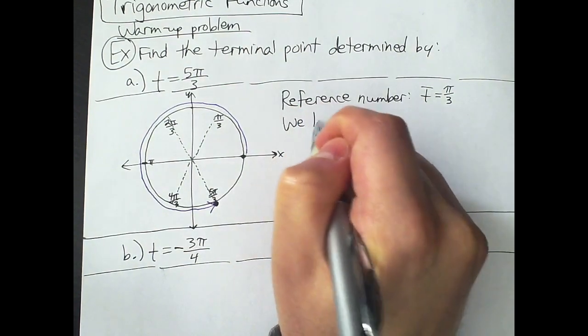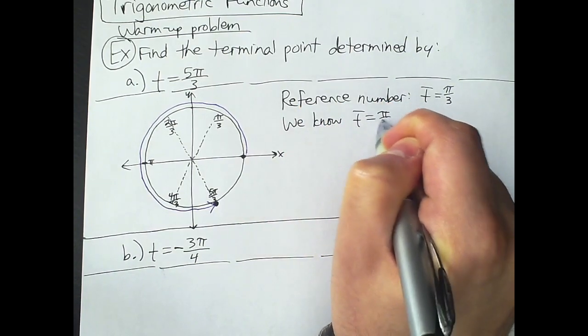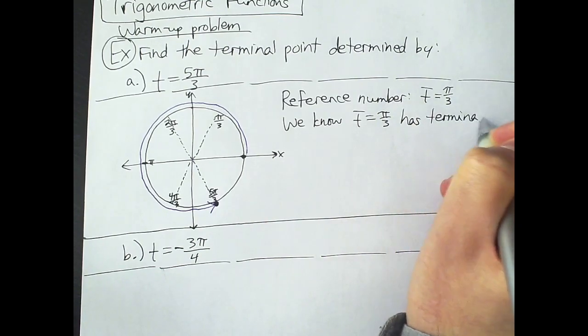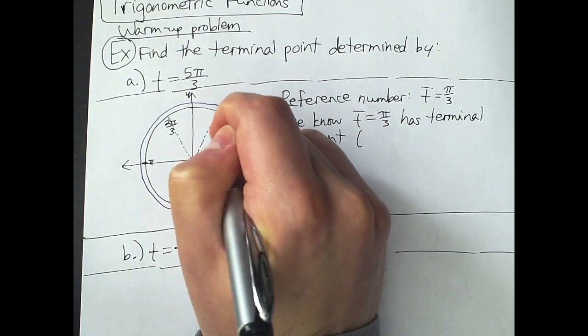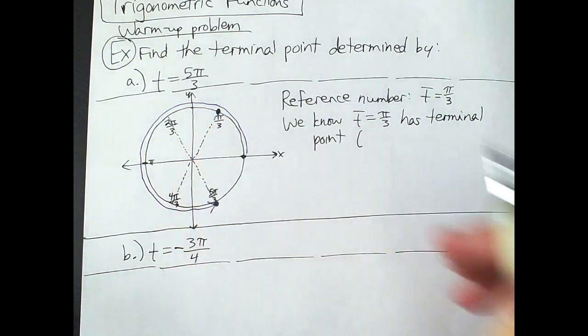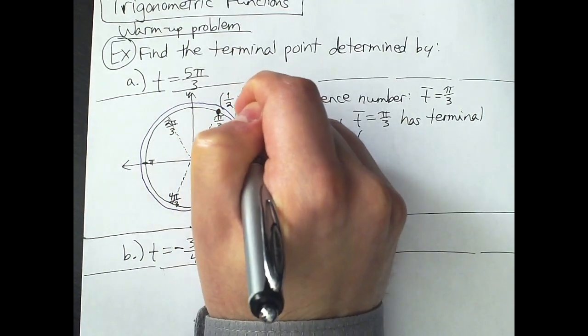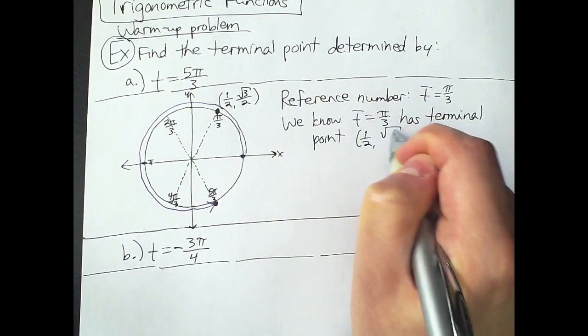We know that pi over 3 has terminal point. What's this terminal point up here? This was on our list of common terminal points. It takes you to 1/2, comma, square root of 3 over 2. So 1/2, comma, square root of 3 over 2.